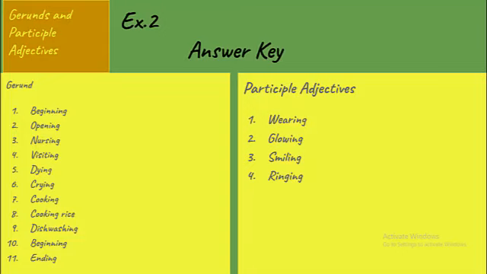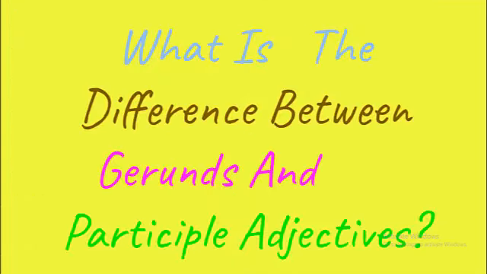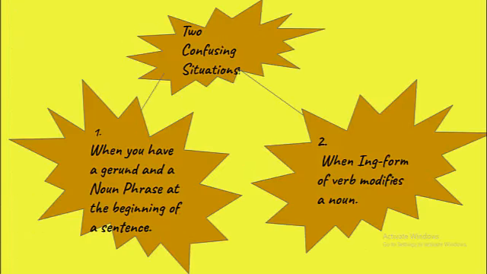Here we have a more example. Here we have the answer key for you. I've done it for you. You may go to the story later. You may reread the story and look at all these verbs again. What is the difference between gerunds and participle adjectives? Confusing situations where we definitely feel ourselves stuck.